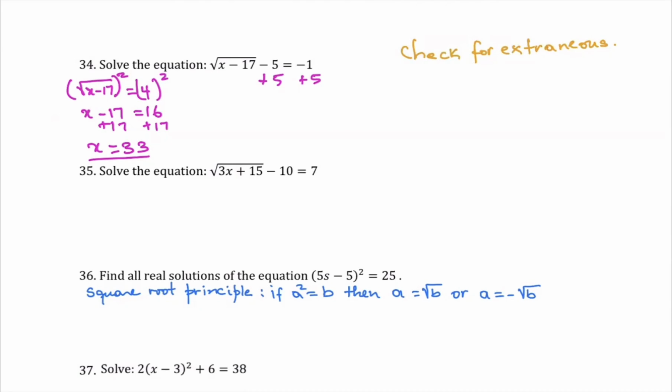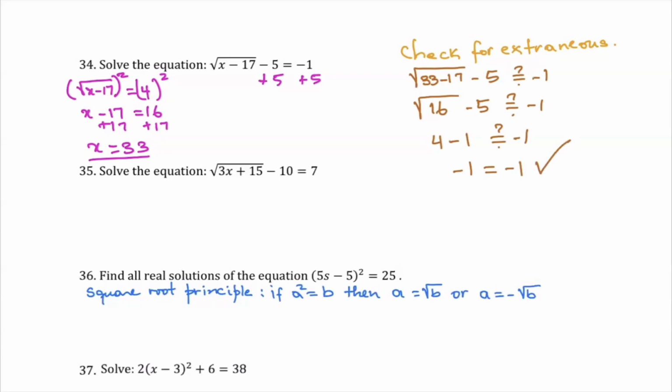We will plug in 33 for x. So that's the square root of 33 minus 17 minus 5. Is it -1? So now we're going to make sure that both sides end up being the same number. So square root of 16 minus 5, is it -1? So that's 4 minus 5. Is it -1? -1 is -1, so it checks. So now the solution of the equation is 33 because I verified it.